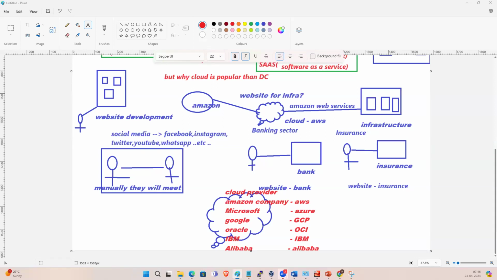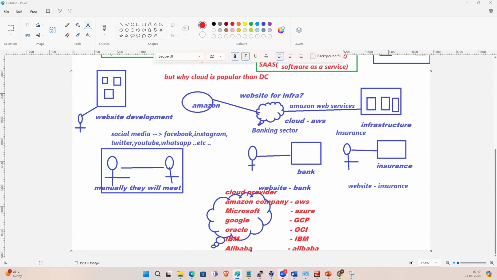Amazon company AWS, Microsoft Azure, Google GCP, Oracle OCI, IBM, Alibaba. So what operations are we performing? We perform them in the data center. The same operations will be performed in the cloud also, right, guys? There is not much difference between data center and cloud. We are doing the same operations on both the DC and the cloud.